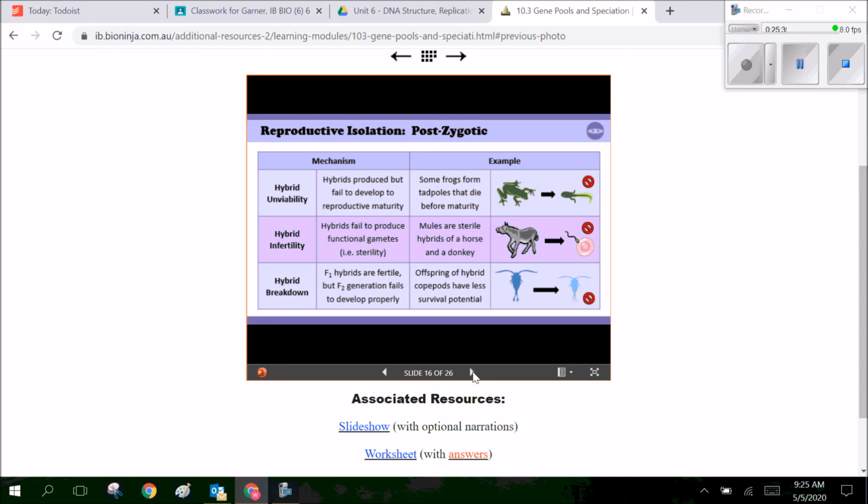Post-zygotic is going to be hybrid inviability. So we were able to produce hybrids, but they basically die before they reach maturity. Then we have hybrid infertility, which is like the mule, and yes, the mule can grow to an adult size, but it can't reproduce. Then we have hybrid breakdown, where this one is really interesting. The first hybrids are fertile, but as they reproduce and have more generations, each one becomes less and less fertile until they are in the same boat as the mule, and then they all die. All of this happens because the chromosomes aren't playing nicely together.